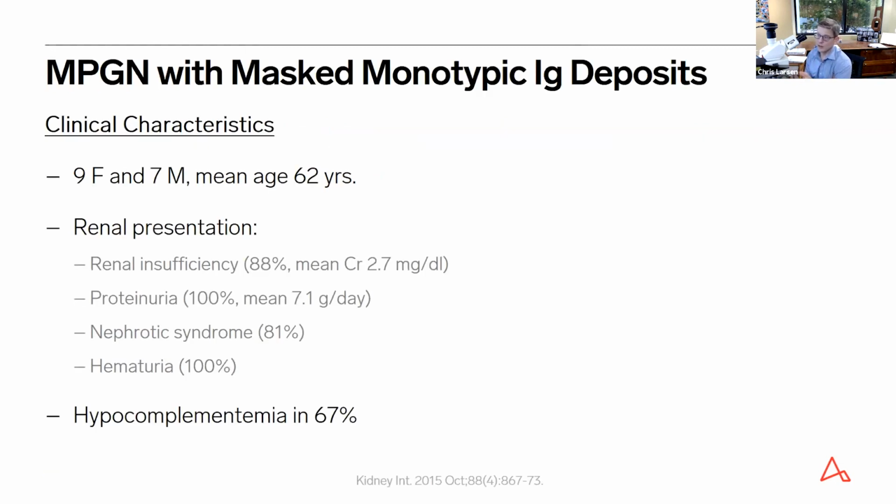So I'll go quickly through a recent, or not that recent now, 2015 case series that looked at 16 patients with this exact pattern. These patients presented very similar to what I just showed with this case, where they have renal insufficiency, oftentimes nephrotic range proteinuria, hematuria, and 2/3 of them will have hypocomplementemia.